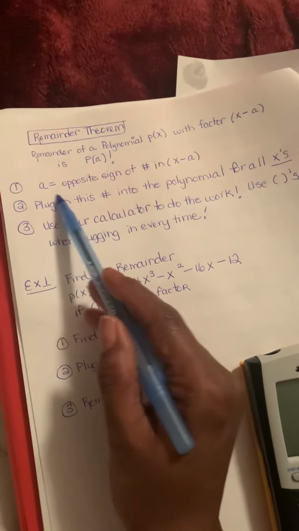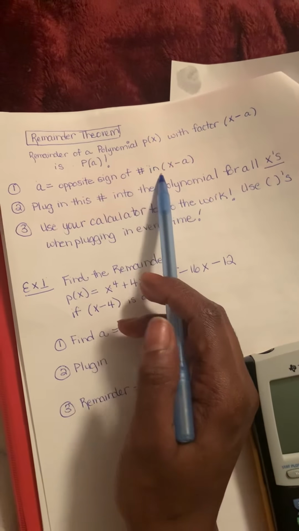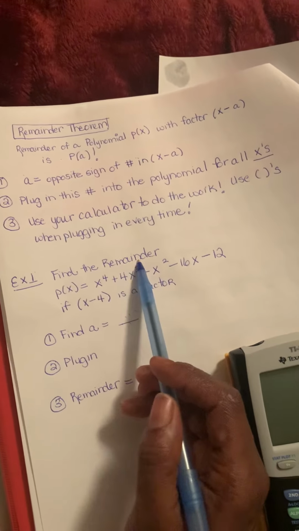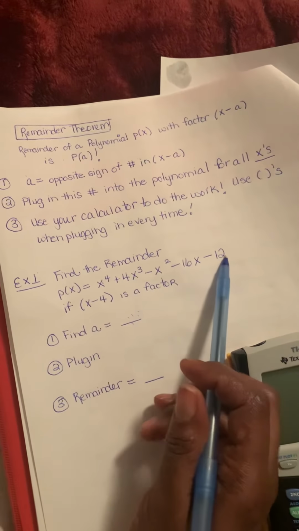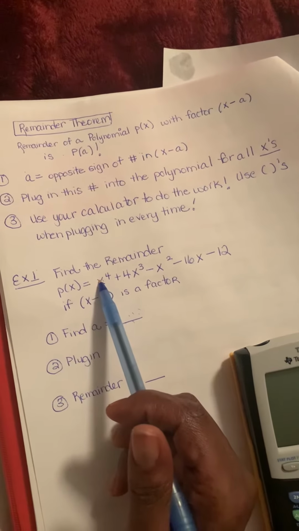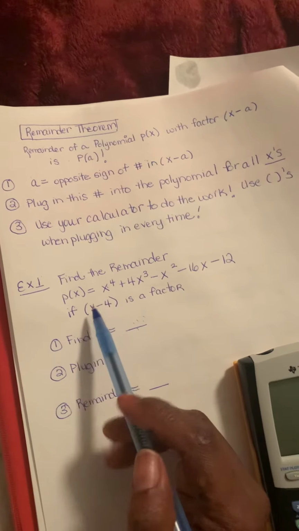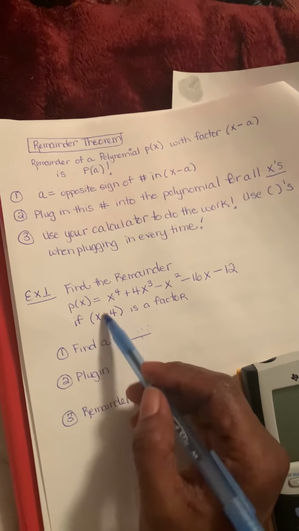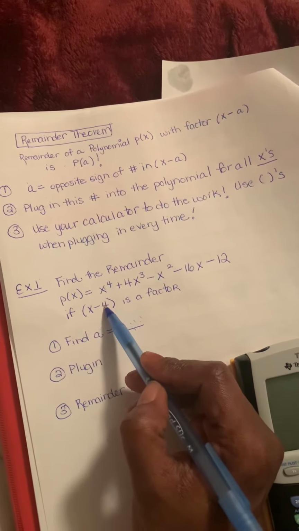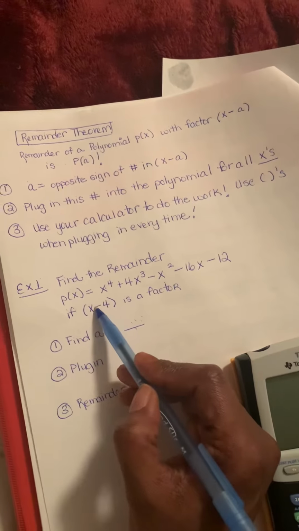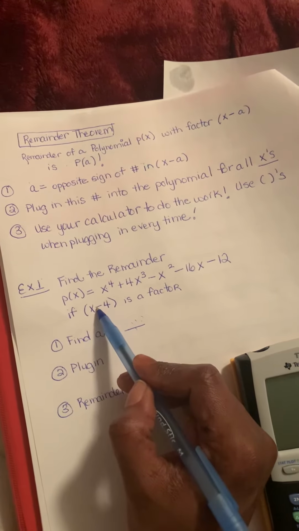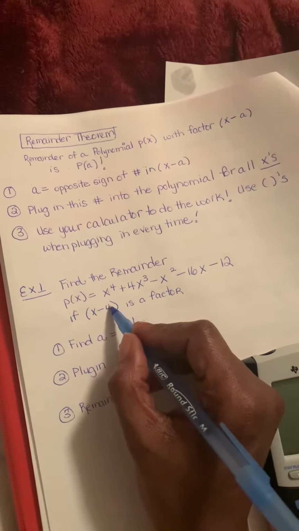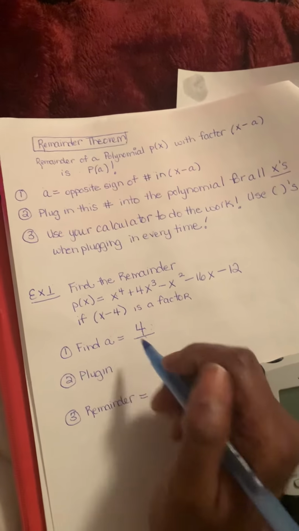Step number 1 said, write the opposite of the number that's in your parentheses. So in this case, we are going to find the remainder for P of x, which is this very long quartic polynomial. But we're not going to do the long division. We're going to use the shortcut. So my a is this number. Now, this 4 is negative because it has a minus sign in front of it. So when I write my 4, I'm going to write a positive. You write the opposite sign that you see in the parentheses.